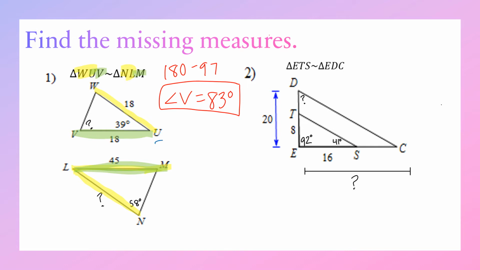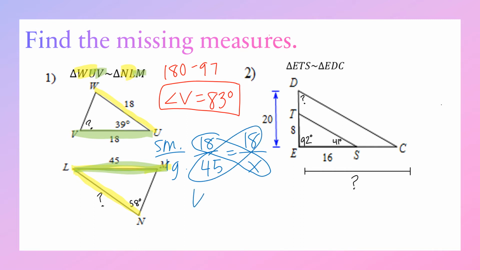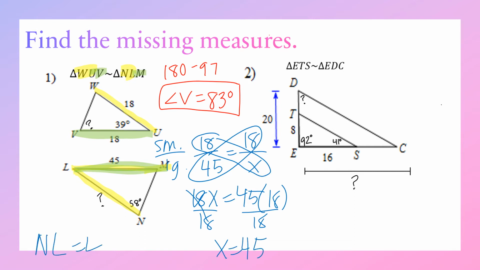So I'm going to do small triangle to large triangle. The small triangle for the green side is 18, the large is 45. The small triangle for the yellow side is 18, and the large we don't know what it is. So if I cross multiply, this is going to be 18x equals 45 times 18. If I divide both sides by 18, they cancel and I get x equals 45. So that means that NL is equal to 45. Now it's not always going to work out nice like that. I should have chosen a different question, but that's okay.